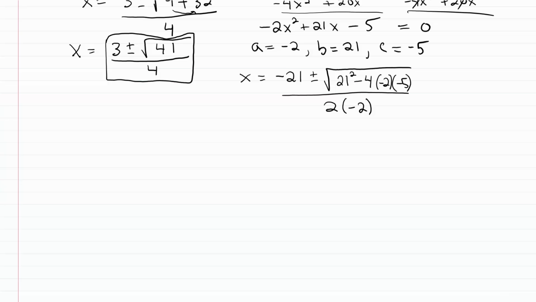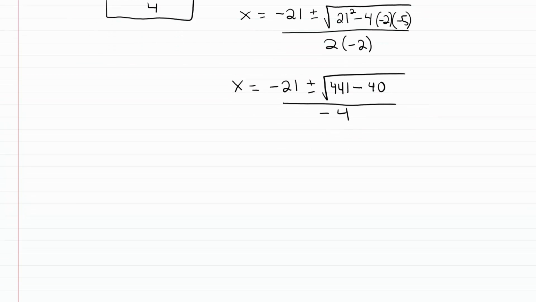Okay, so just some arithmetic here to work with. So x is equal to negative 21 plus or minus the square root of 21 squared, which is 441. Then we have 3 negatives multiplied, so the answer will be negative. And then we have 4 times 2 times 5. Well, that's basically 40 because 4 times 2 is 8, and then times 5 is 40. And then all of that will be over negative 4.